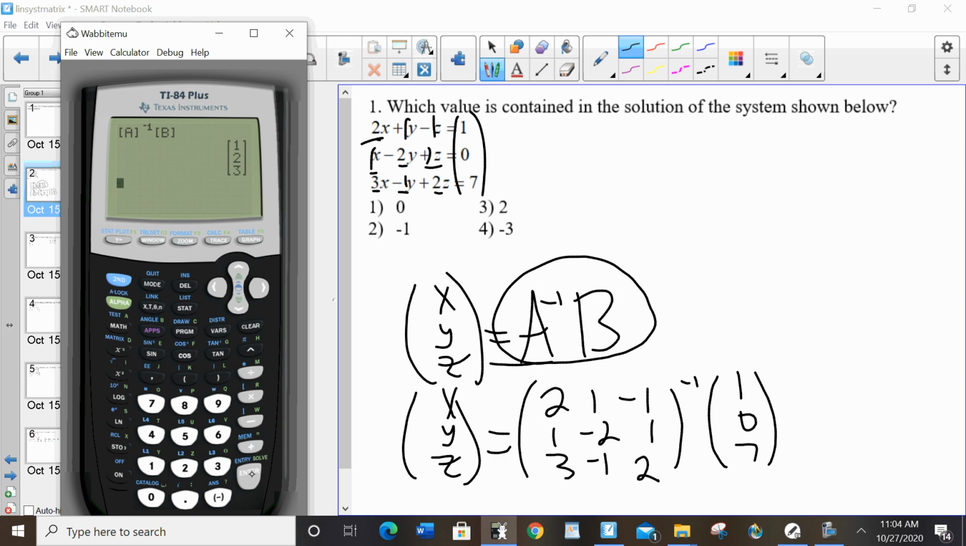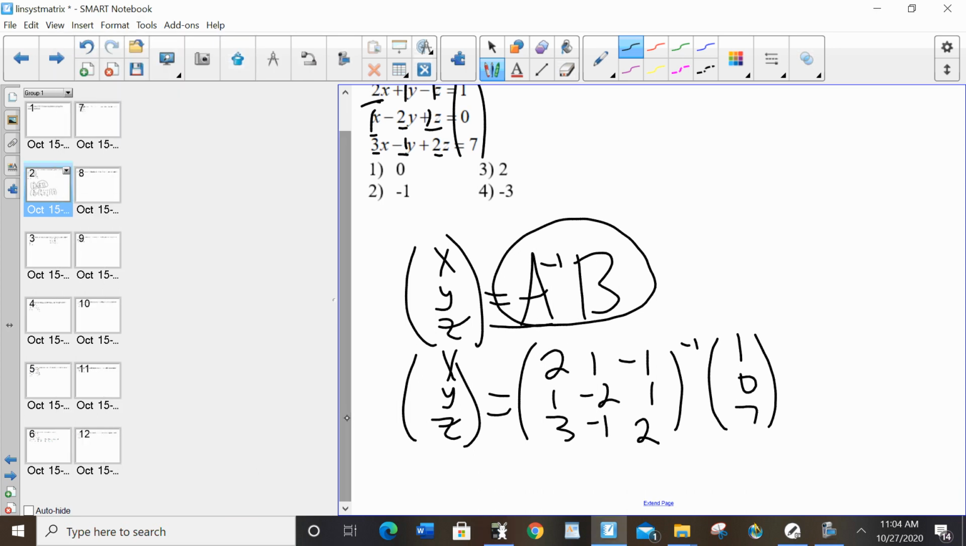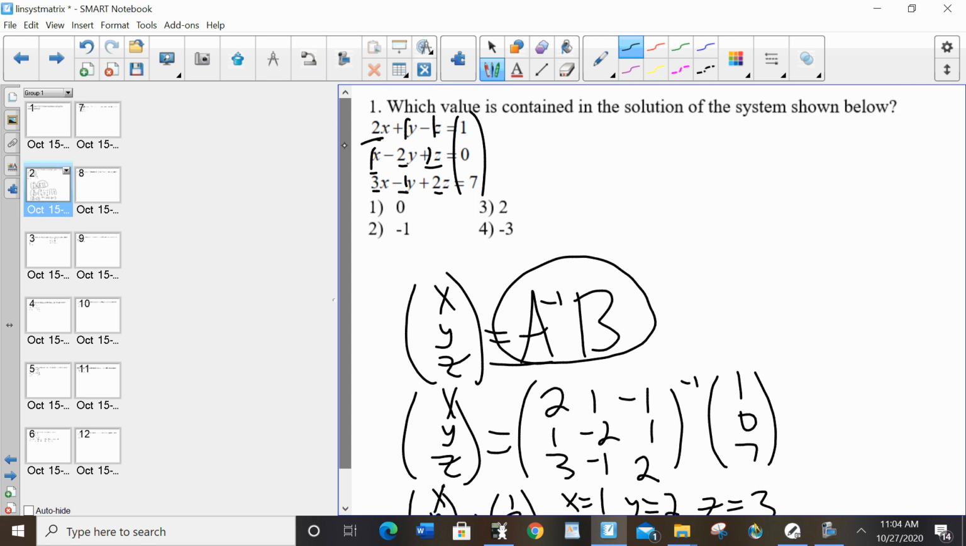X, Y, Z equals 1, 2, 3. That got a little sloppy. X, Y, Z equals 1, 2, 3. So what that means is X is 1, Y is 2, Z is 3. Which value is contained in the solution set? Well, 1, 2, and 3. The only one that I see there is choice 3, which is 2.